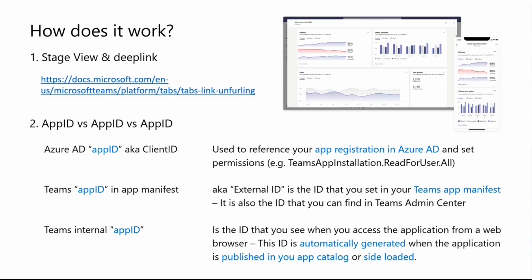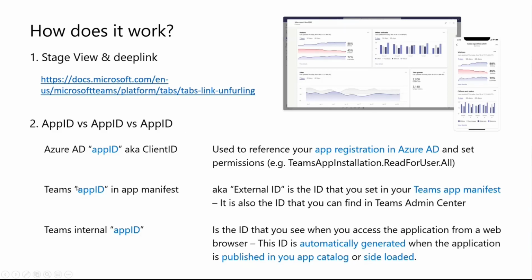So, and we will see that in a minute. The first thing is the app ID that you find in Azure Active Directory. This one is used to register the app in Azure AD and to provide permission either to the app or to the user. So it's the delegation model or the application permission model. This is one app ID that we mention in the documentation.